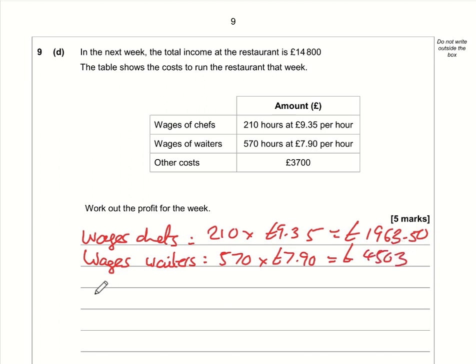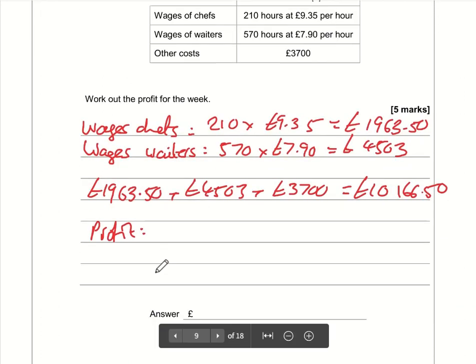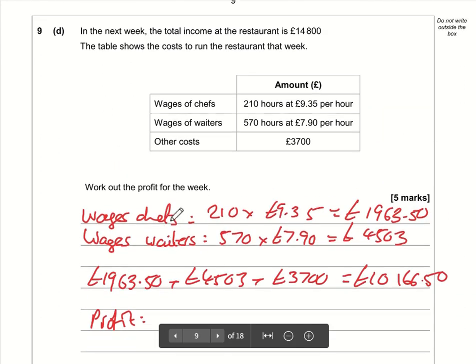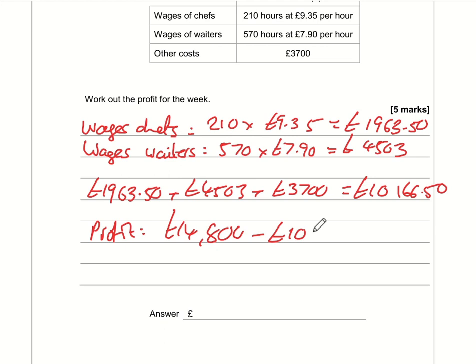So if I add 1,963.50 plus 4,503 plus 3,700, that comes to a total of £10,166.50. So the profit is just going to be the difference between the income, which was 14,800, take away all the other costs and the wages, take away 10,166.50, and that comes to a profit of £4,633.50.